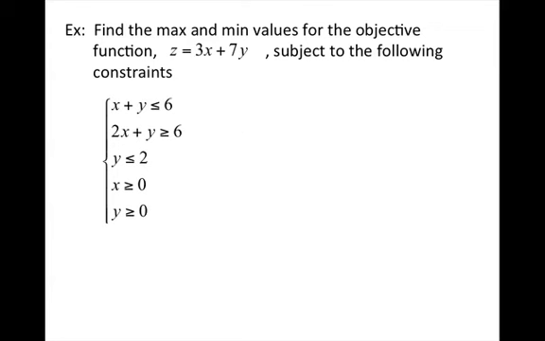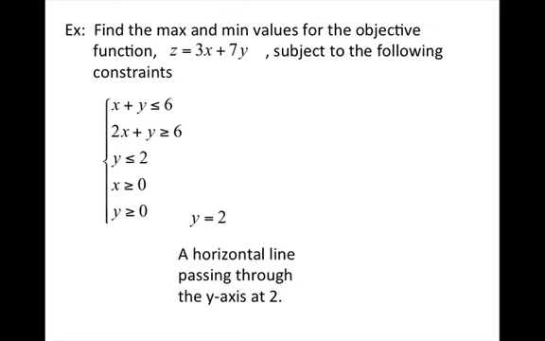If you notice, your third constraint is just y is less than or equal to 2. So my boundary line is y equals 2. Since there's no x value, this is a horizontal line passing through the y-axis at 2. So I don't have to find my intercepts because I know this is a horizontal line since my only variable is a y.